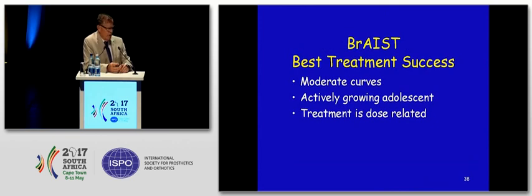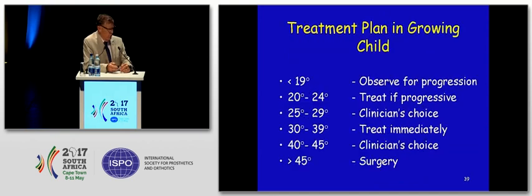So the braced treatment, and I recommend looking this one up, their best treatment success they found to be in moderate curves, actively growing adolescents, and it was dose related. So our recommendation, or the recommendation of many authors, is we observe curves less than 19 degrees. We require curve progression for between 20 and 25 degrees. In the 25 to 30 degree range, it's clinician's choice. Some treat, some require proven progression. Some don't treat and wait for surgery.